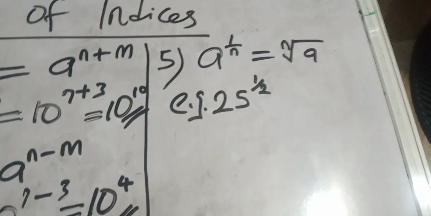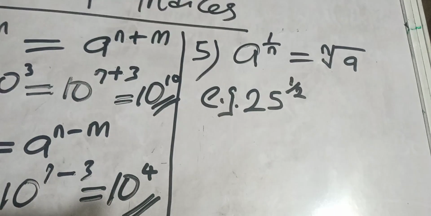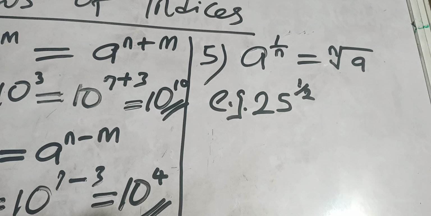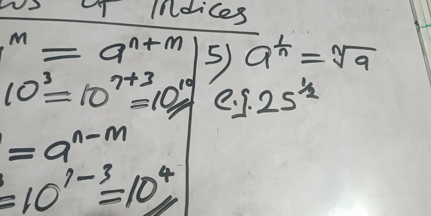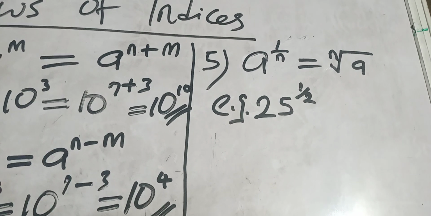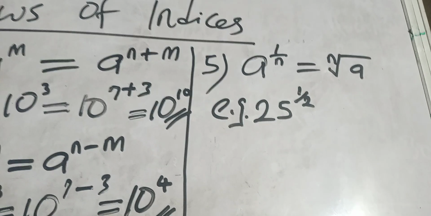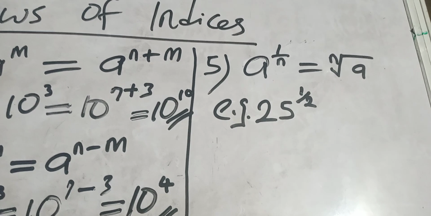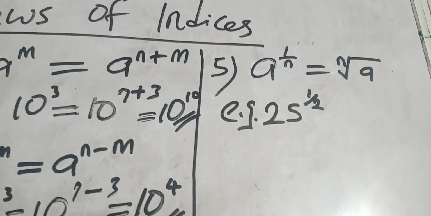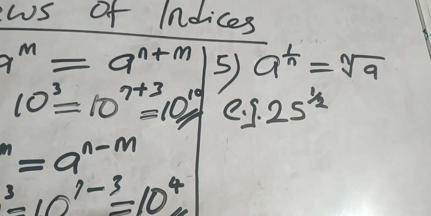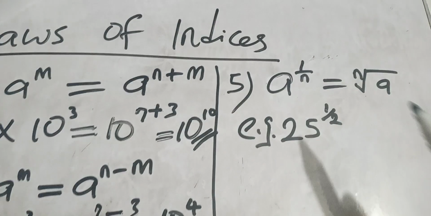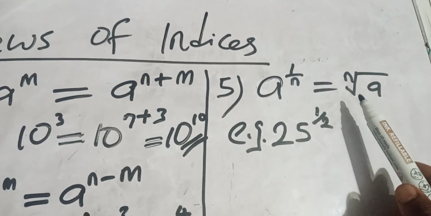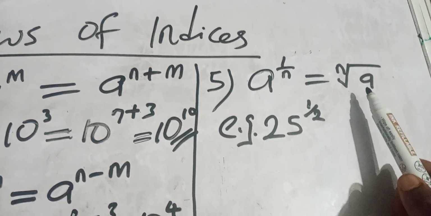Okay, let's go to law number 5. We have it here. Law number 5. This is the root law, which says that when you have a raised to the power 1 over the nth value, which is the exponent, okay, the end result is going to be that you're going to look for the root of that value.